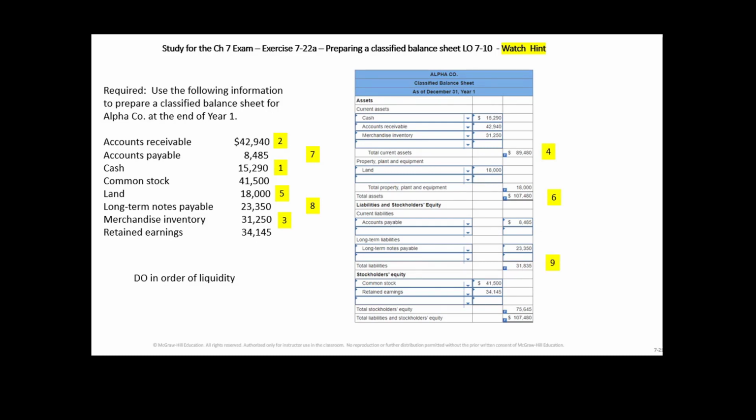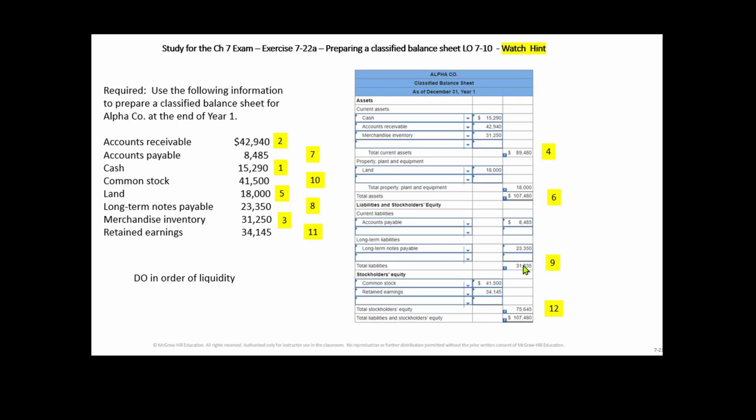And then I still have a couple things left over here. I need to move over to this blank sheet. The next thing I'll put in here would be common stock, which is going to go over here, 41,500. And then the last thing will be retained earnings. I'll put that in. Now I can add these two together and come up with total stockholders' equity, right? And then I would take my last step and add the liabilities.